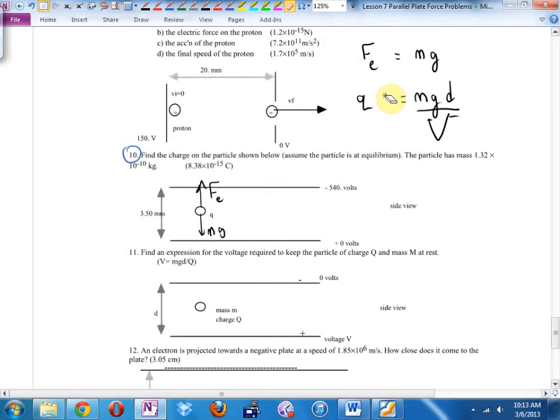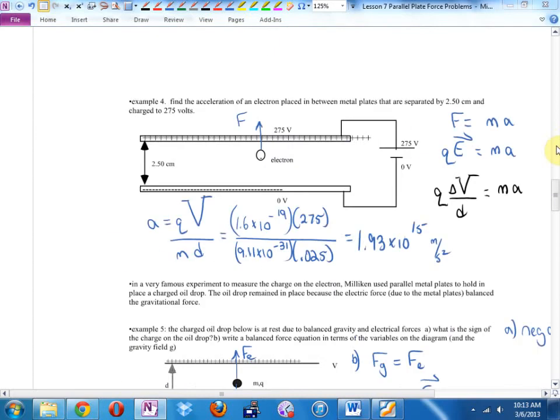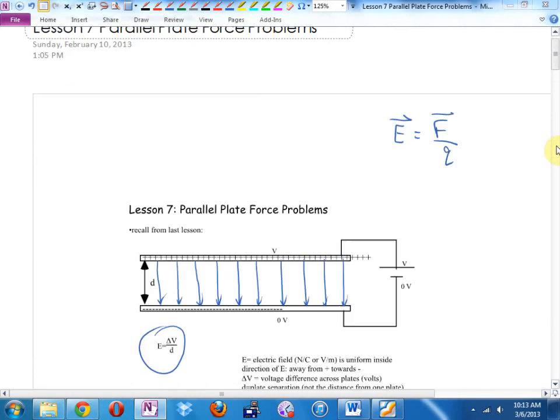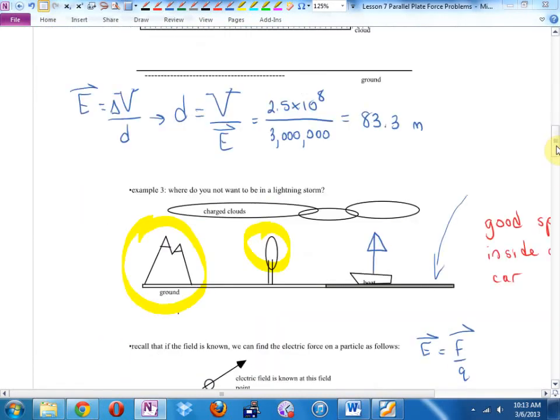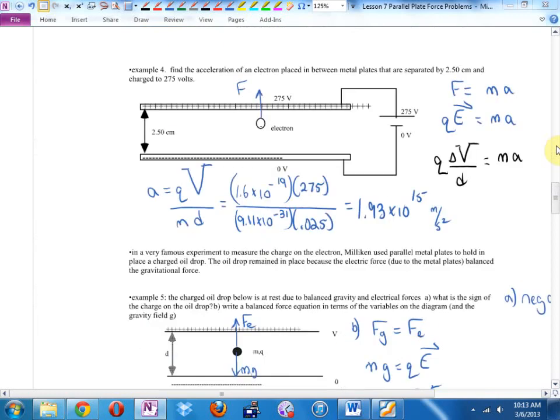And that was the famous Michelson experiment. That's how he found... Oh, sorry. Millikan experiment. That was how he found... I think it was Millikan. Is that what I told you guys? We watched the little video. Yeah, Millikan. That's how he found the charge on an electron.